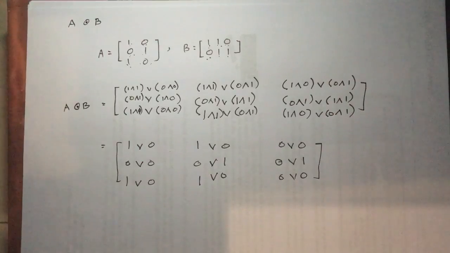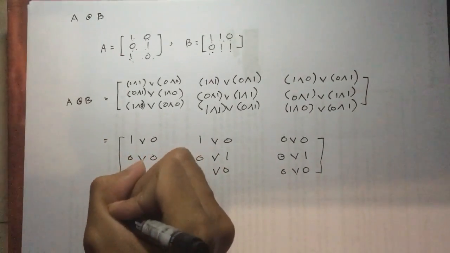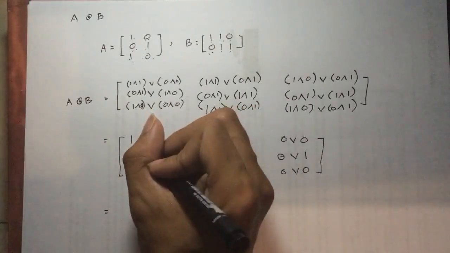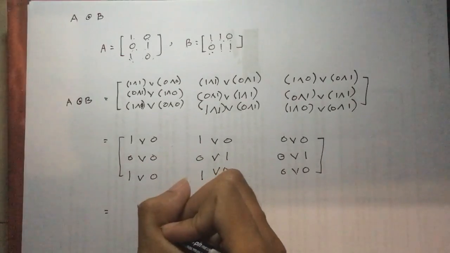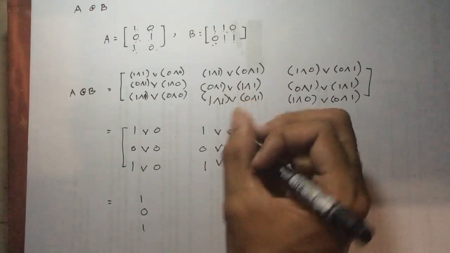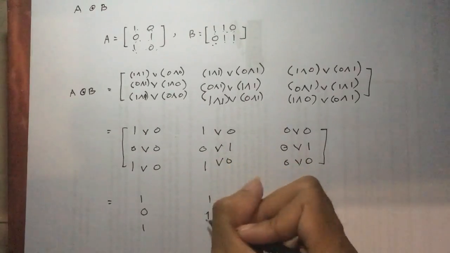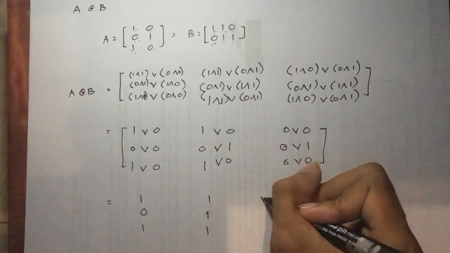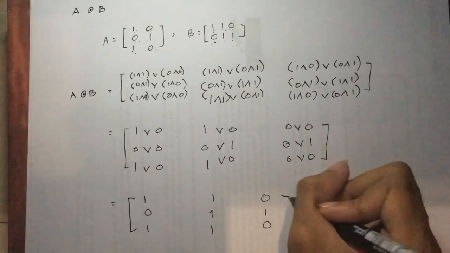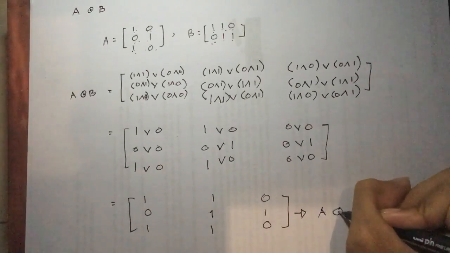After getting the value of and, we now get the value of or. 1, 0, 1, 1, 1, 1, 0, 1, 0. This is the Boolean product of A and B.